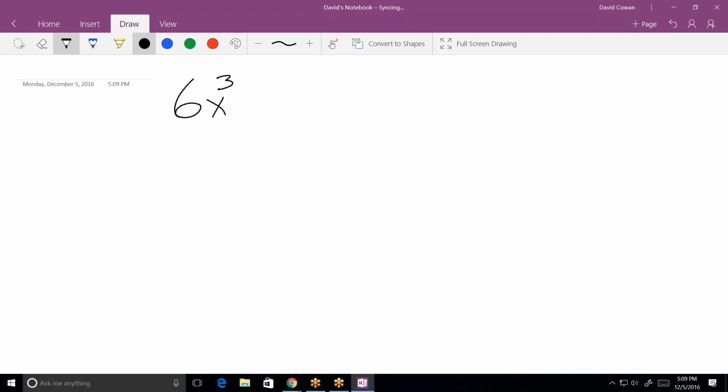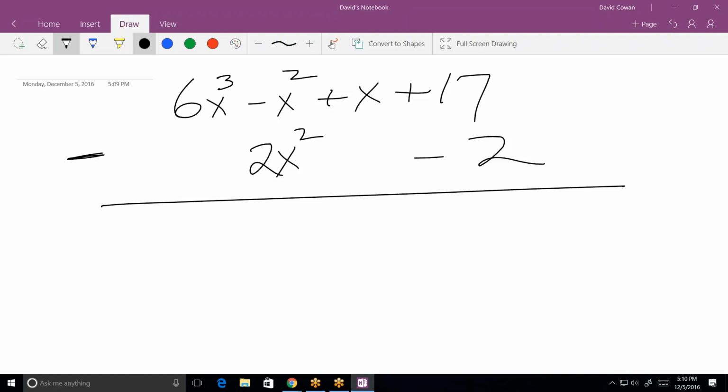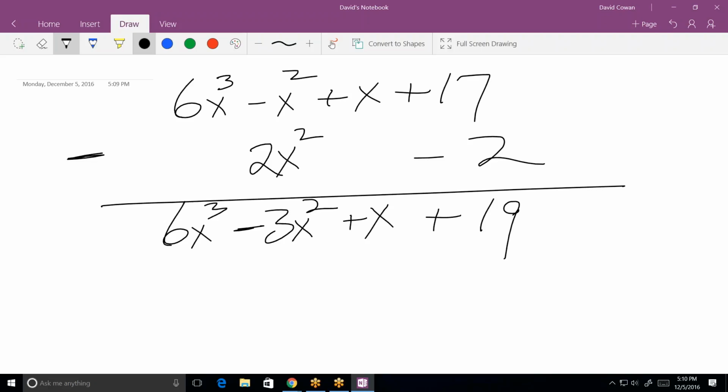Yeah, in other words, you can only subtract like terms, right? Yeah. So if I had this, and I'm going to subtract the following polynomial, well, first term is 6x cubed, because it's 6x cubed minus 0. Second term is minus x squared minus 2x squared. That's minus 3x squared. Third term is plus x. Fourth term is plus 19. In other words, because you have negative and negative.